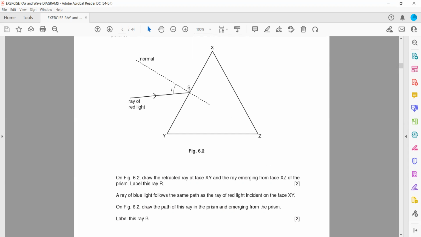Moving from air to glass, it will bend because it slows down. If it does not change speed, it will pass straight. If it speeds up, it will bend away from the normal, but because it slows down, it will bend towards the normal. And then we draw another normal on the face XZ. The normal is always perpendicular to the surface.